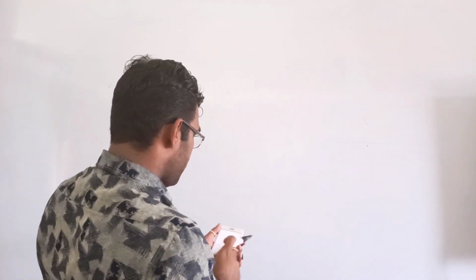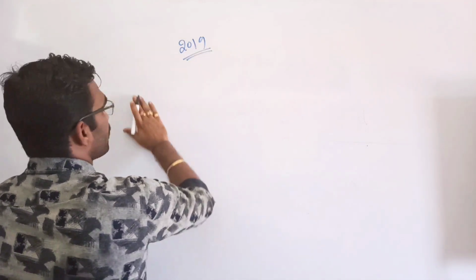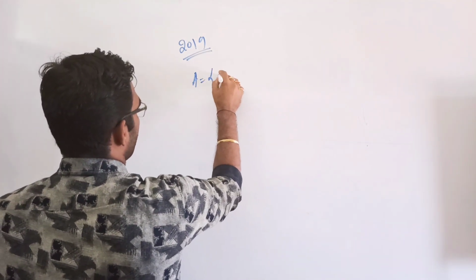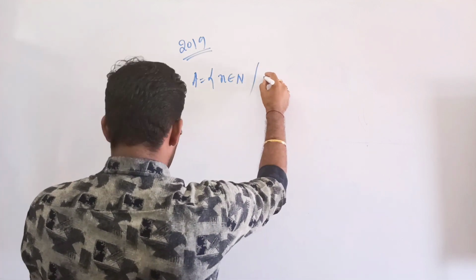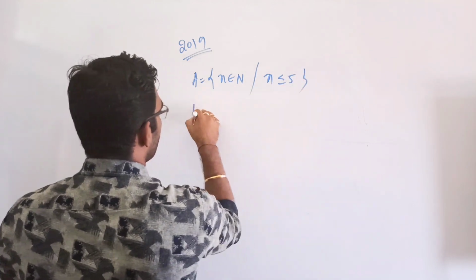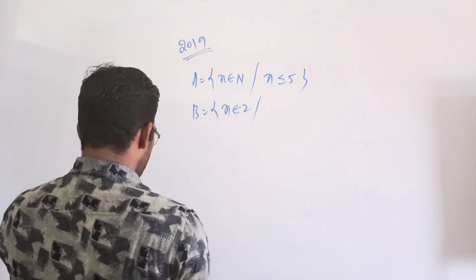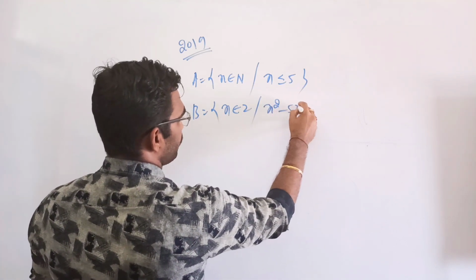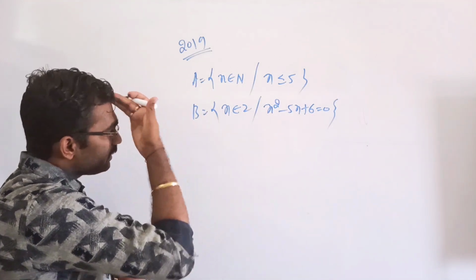So just you see here in 2019, based on the number of onto function questions they have asked, they have taken the set A, A equals x belongs to N such that x is less than or equal to 5, and the set B equals x belongs to Z such that x square minus 5x plus 6 is equal to 0.